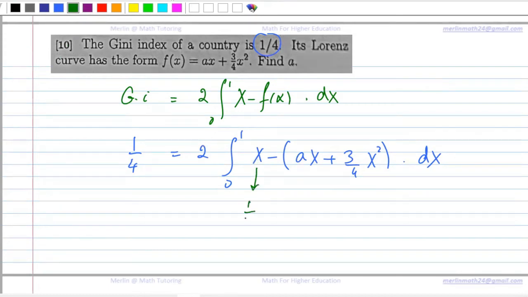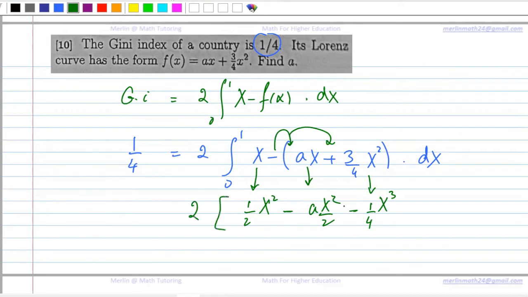Integral of x is half x squared. Integrating ax is ax squared over 2. Integrating this is x cubed over 3. Now the 3 cancels, so it's 1 over 4. Okay? And now the minus stays. Now the minus, I want to remove the bracket. The minus goes into it, so it's a minus, minus. This is your integral. Now 2 for all. There's 1 over 4 on the left. Okay, and you are evaluating from 0 to 1.